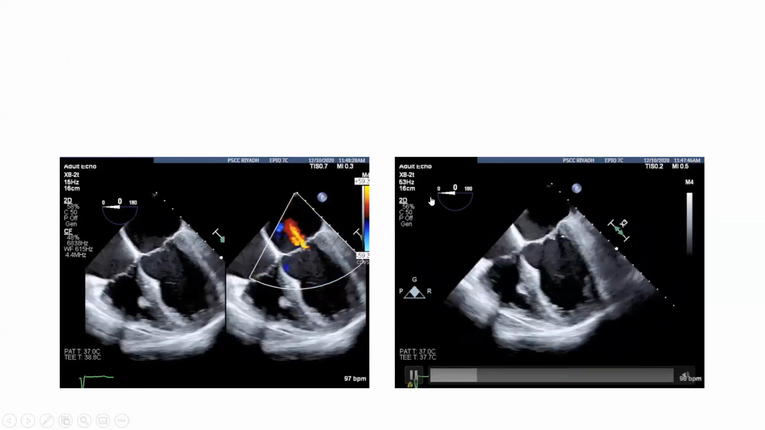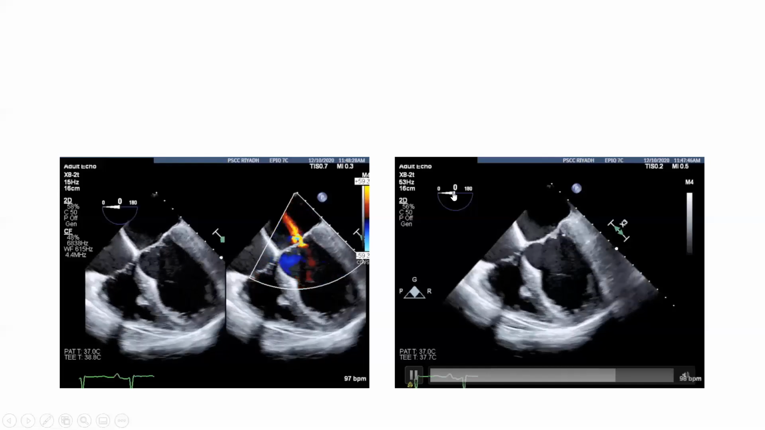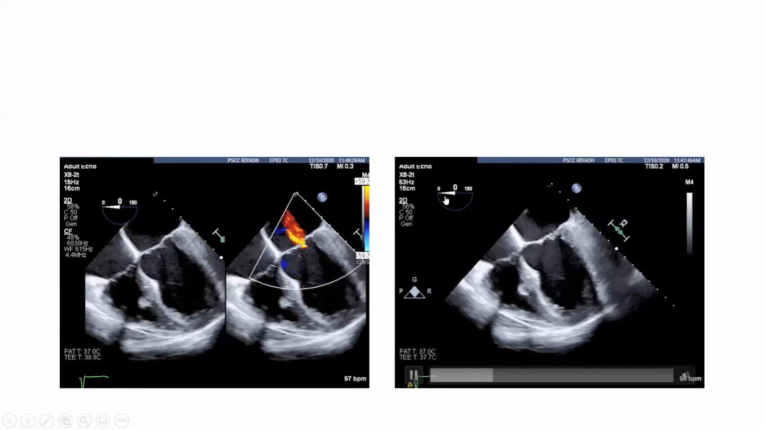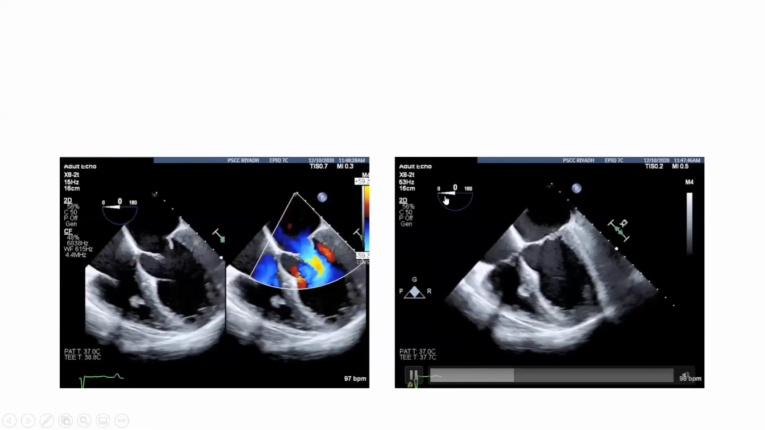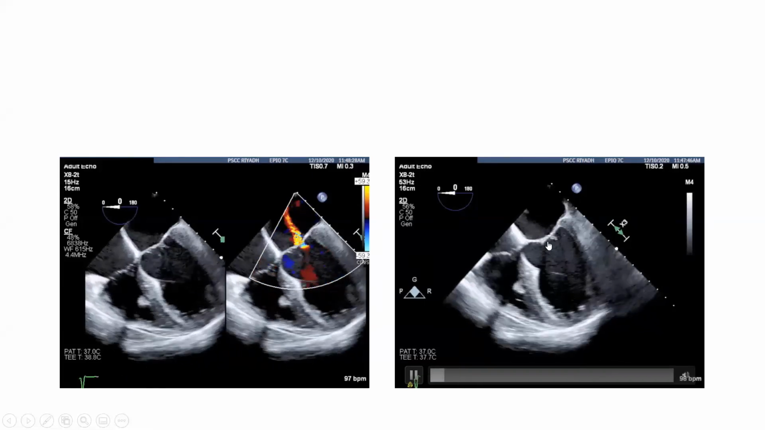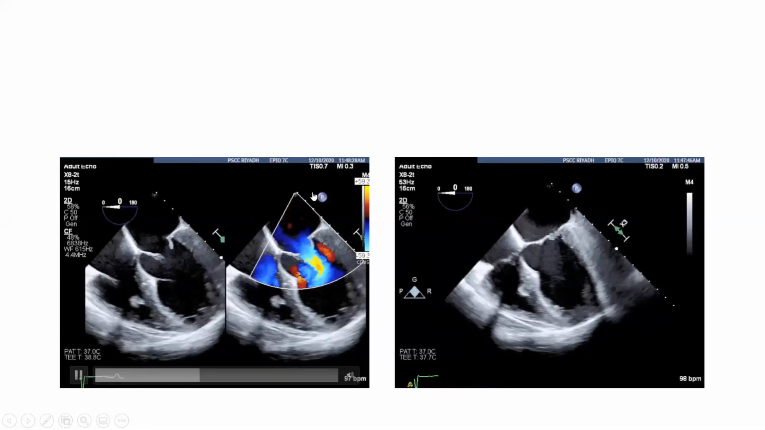This is another case. Now you are still in the mid-esophagus. You didn't move anything. Your probe is at 0. The omniplane, the one you press with your right hand, is still at 0. And you can get this typical 4-chamber view. And you can put color, of course, to see what the pathology is.